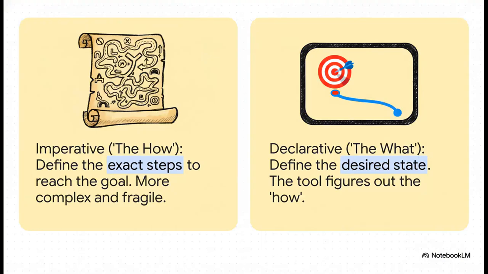Okay, a really key concept to get is this difference: declarative versus imperative. Think of it this way. The imperative approach is like giving someone turn-by-turn driving directions. Take a left, then a right, go 2 blocks. It's very specific. But the declarative approach, which is what most modern IaC tools use, is like just plugging a destination into your GPS. You just declare what you want, the end state, and the tool is smart enough to figure out the how. It's way more reliable and a lot less work for you.